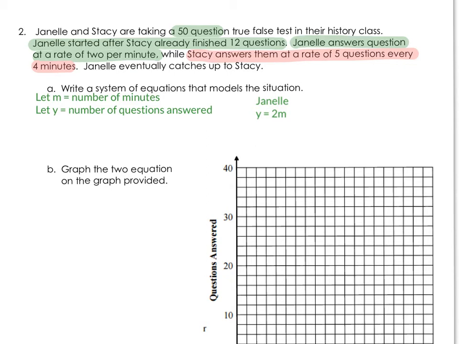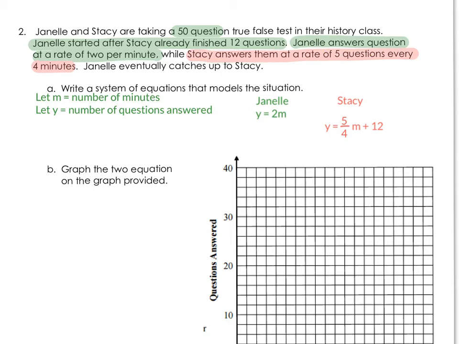And then I have Stacy. Now Stacy had started before Janelle, so when Janelle is at 0 where she started, Stacy has already answered 12 of the questions. So that means the y-intercept is 12 for Stacy at the beginning of this time. And she answers the questions at a rate of 5 questions every 4 minutes. That's the slope, 5 over 4. Remember, that's like a rise over run, so that's how I knew it was 5 over 4: 5 questions every 4 minutes, and that's my x, the minutes.